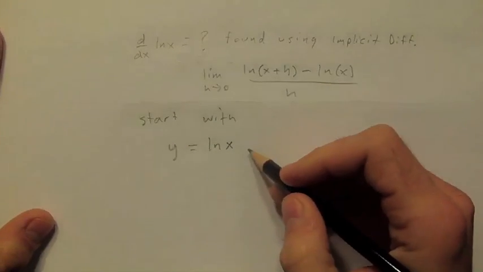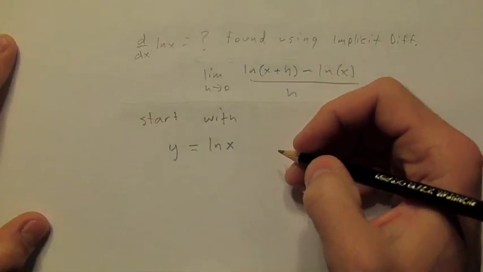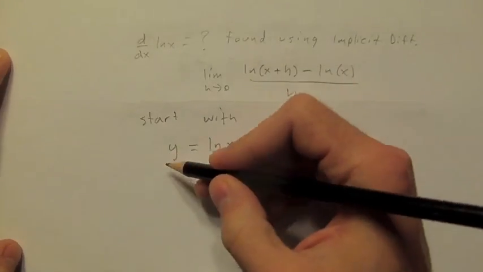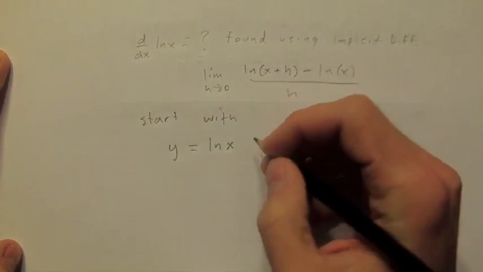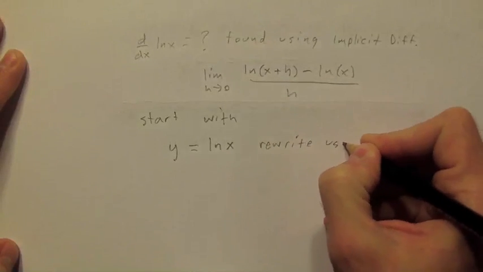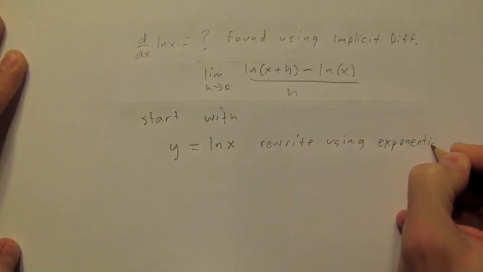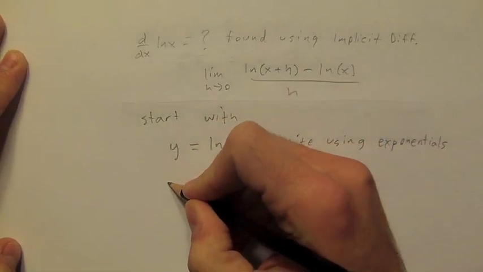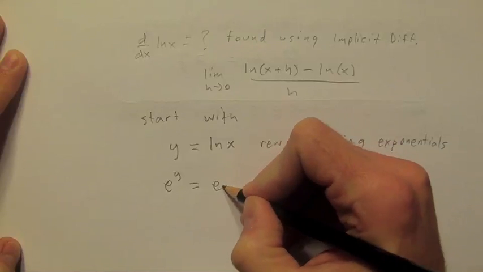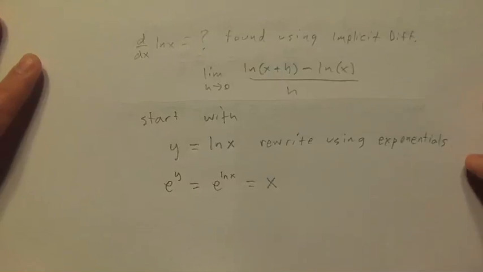And then we are going to apply implicit differentiation, but not just yet. All right, so what we're going to do is rewrite this using exponentials. So what this basically means is that e to the y is equal to e to the natural log of x, which is x, as we know, right? They cancel each other out.